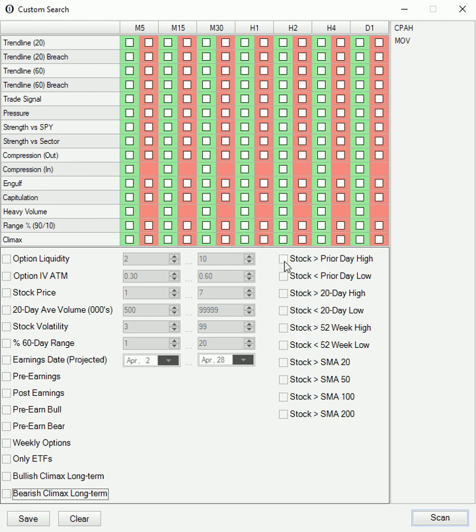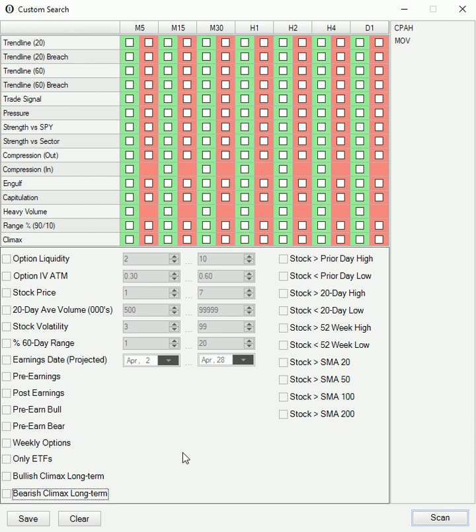The other criteria that we have to select from are really pretty self-explanatory. Is the stock greater than the prior day high, lower than the prior day low, above or below the 20-day high, 20-day low, 52-week high, 52-week low, and then your moving averages. So some of these I do like, especially a post earnings that's higher than its prior day high. Okay, that's of interest to me, along with some other criteria that tells me that the stock has a positive earnings reaction. So these are all the criteria that you can select from.